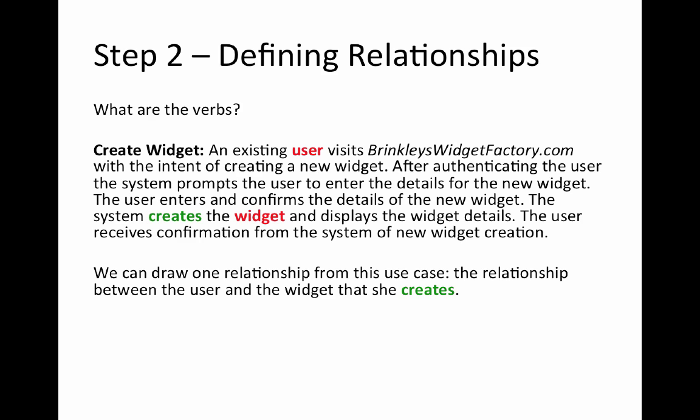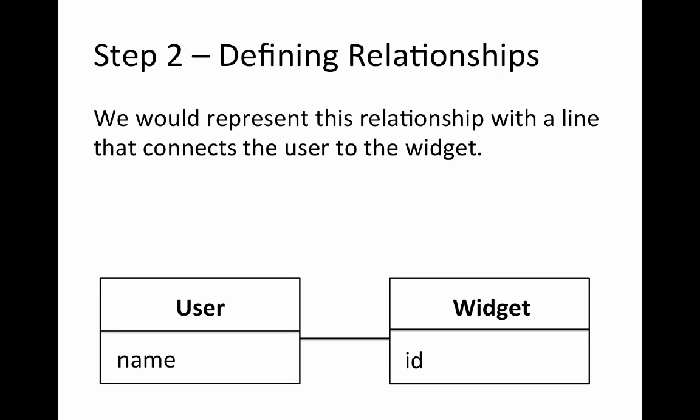From the use case, we would likely be able to draw one relationship, which would be the relationship between the user and the widget that the user actually creates. So in this use case of create widget, a user actually goes through the process of creating a widget. It's pretty straightforward. We would then represent this relationship with a line that connects the user to the widget. That single solid line from one box to the other box shows that the user is in some way, shape, or form associated with the widget.